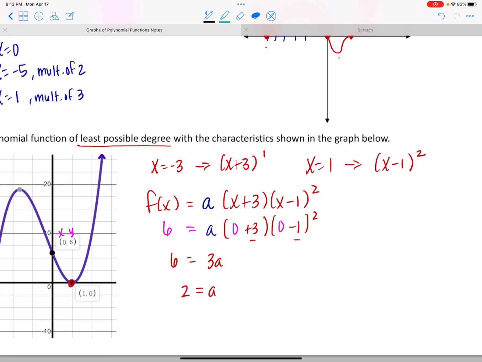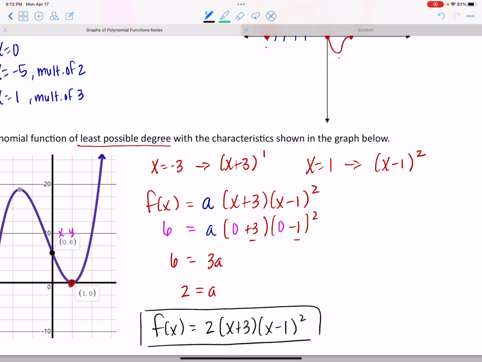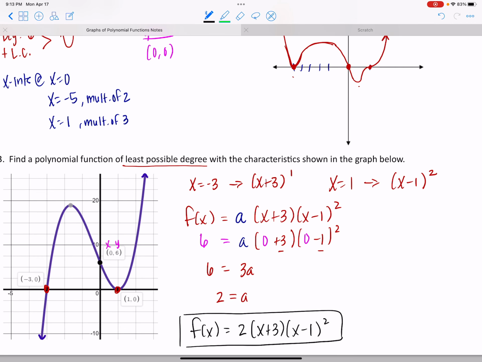Okay, so now we're going to say our function f of x is 2 times x plus 3 times x minus 1 squared. So this is the polynomial function of least degree that has the characteristics that we see in that graph, meaning it should have a y-intercept at 6, which it does. We've already guaranteed if I input a 0, I get a 6 for y. It crosses the x-axis at -3 and at +1, and when it crosses at -3, it goes straight through. When it hits at +1, it has that quadratic behavior.